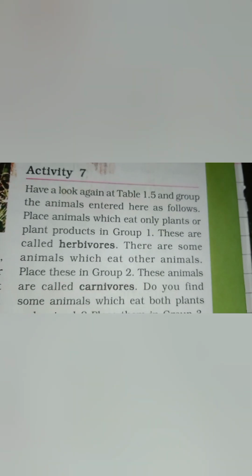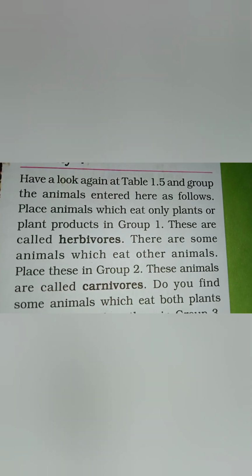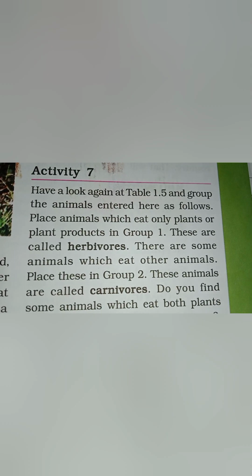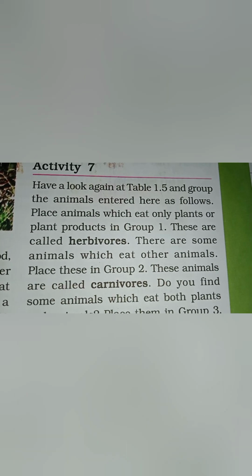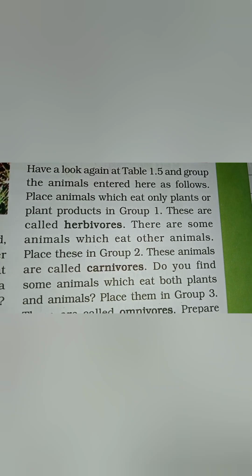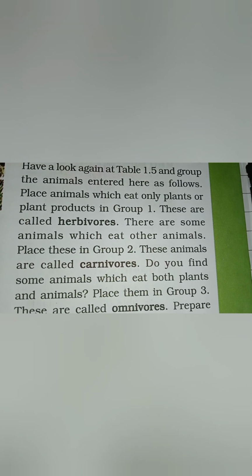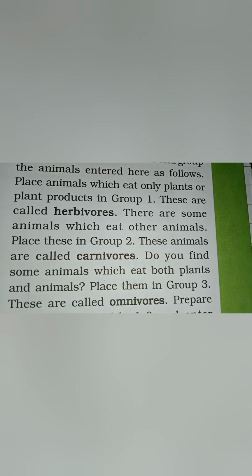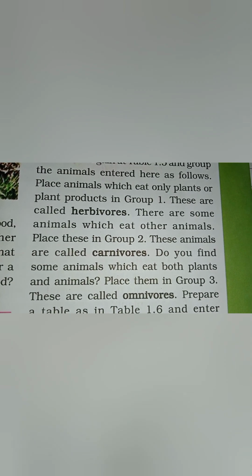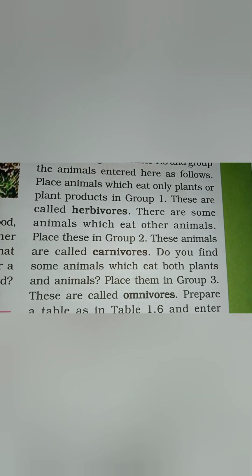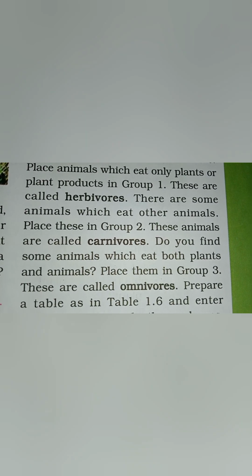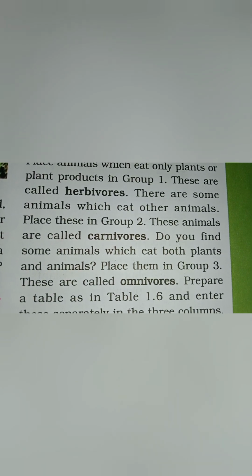Activity 7. Have a look again at table 1.5 and group the animals entered here as follows. Place animals which eat only plants or plant products in group 1. These are called herbivores. Which animals eat only plant products? These are called herbivores. There are some animals which eat other animals.